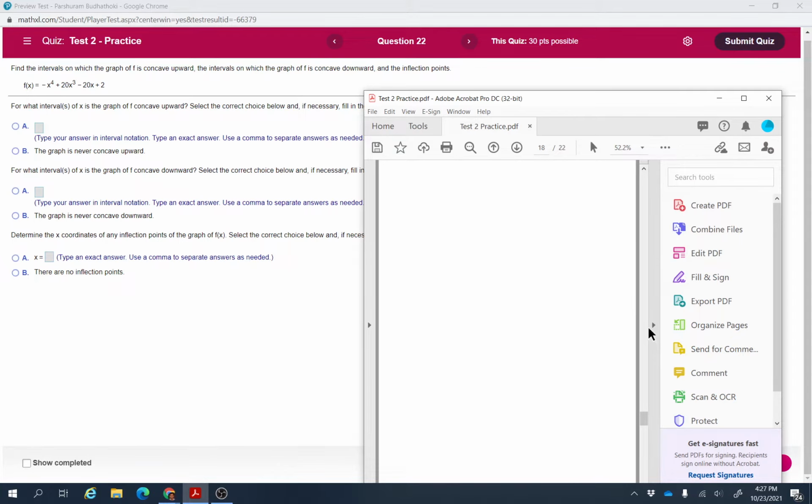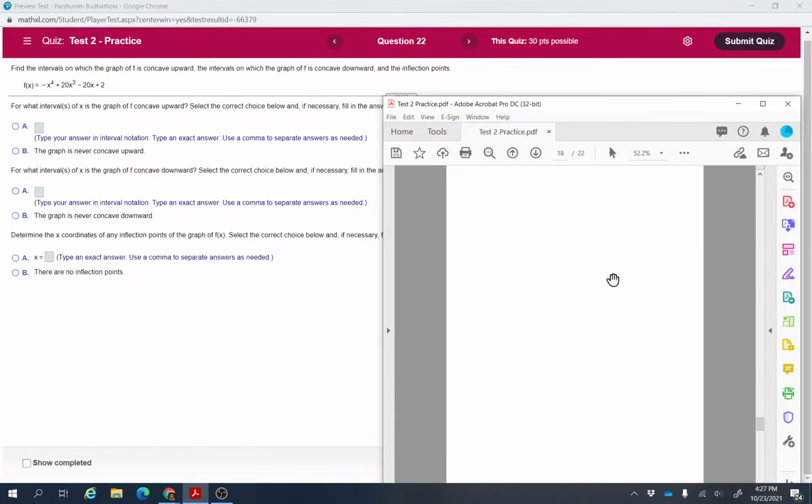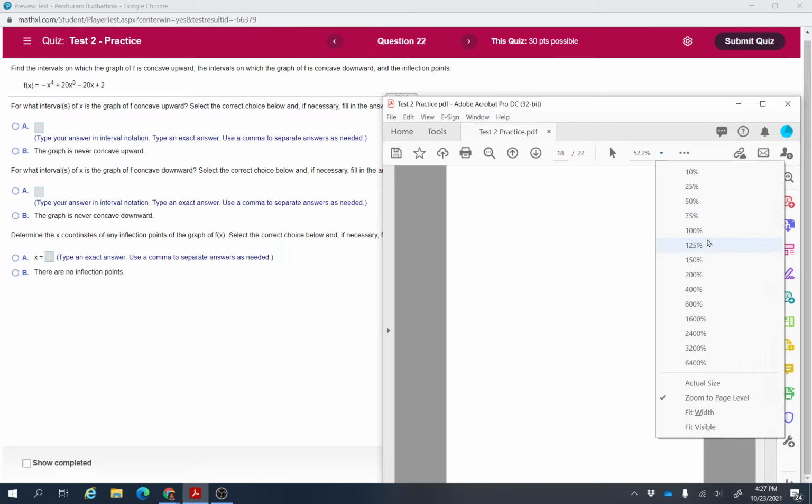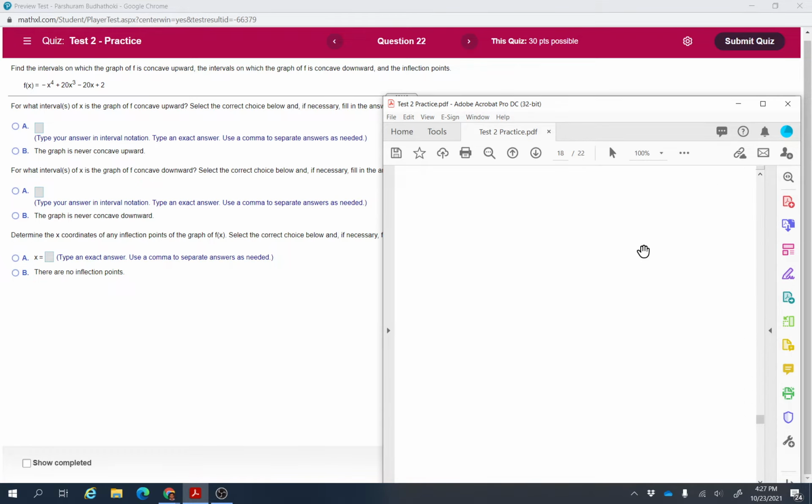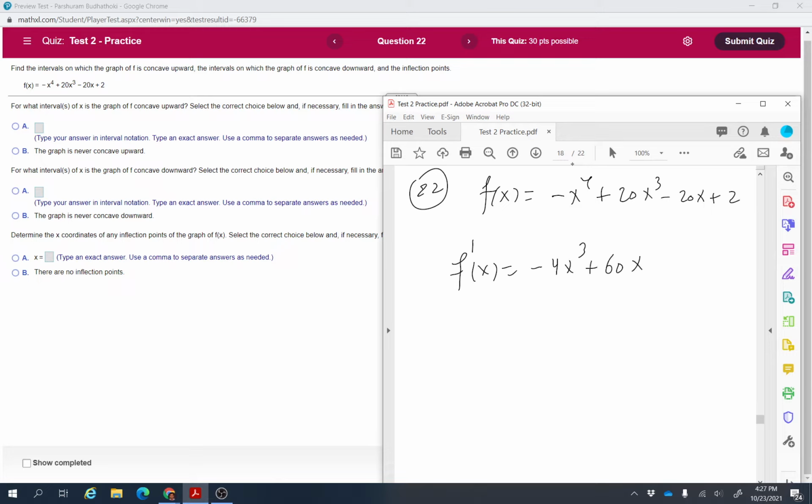So let's go back here. The function is given. The function f of x is a polynomial function, which is negative x to the power 4 plus 20x cubed minus 20x plus 2. Find out the first derivative, which is by just using the power rule. And 3 times 20 is 60, and then this is 20.